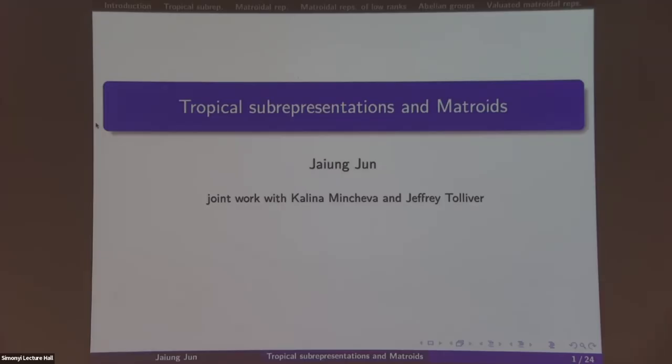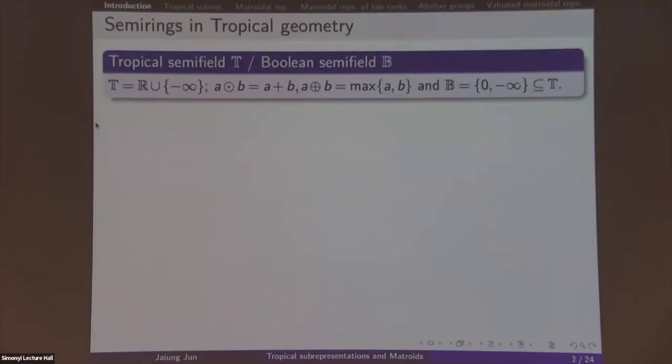Today I'm going to present some small observations that I found on tropical subrepresentations and their relation to matroids. This is joint work with Kalina Mincheva and Jeffrey Tolliver. I should start with how semirings can be used in tropical geometry, because the tropical semifield will play some role in this theory.